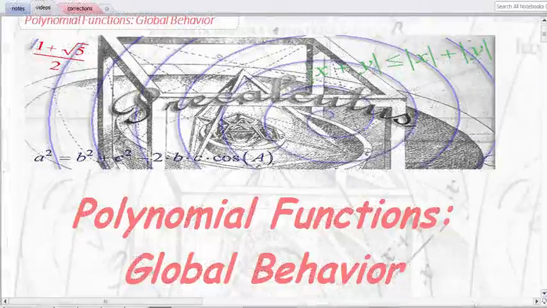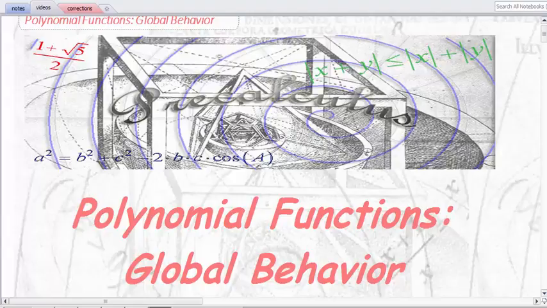This is the first video of a series of lectures where we're going to be looking at the behavior of polynomial functions. In this video, we're going to be looking at the global behavior of a function. Global is opposed to local. Global means it's not going to be for a very specific value of the input, but for a subset of the real numbers. In this case, we're going to be looking at the end behavior. So let's start.